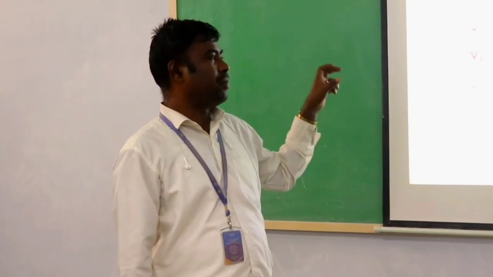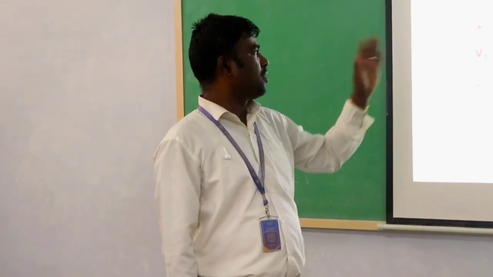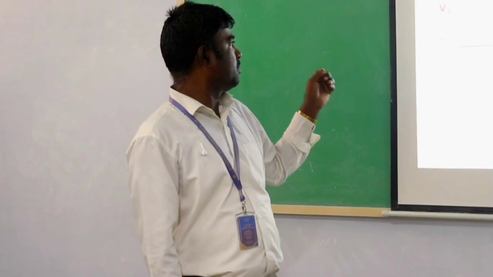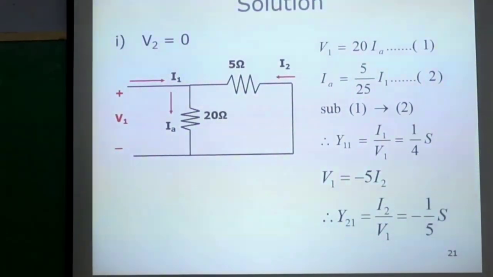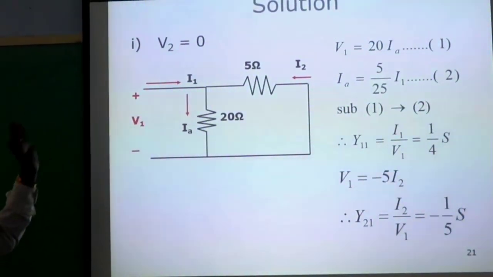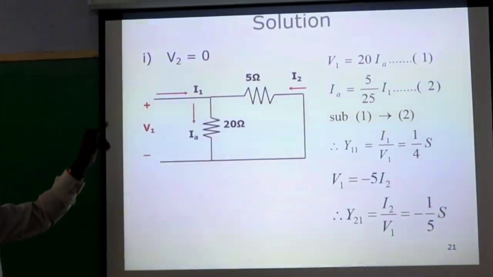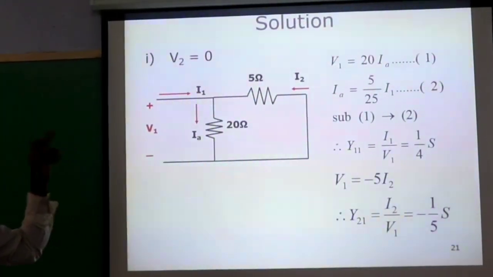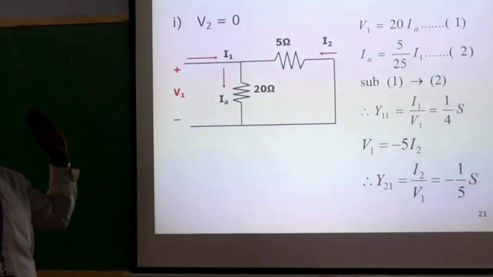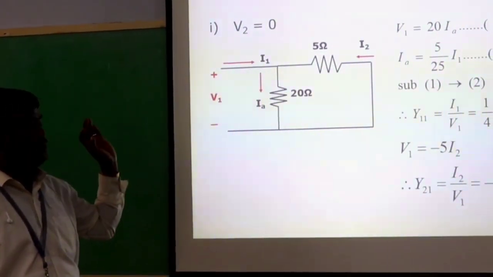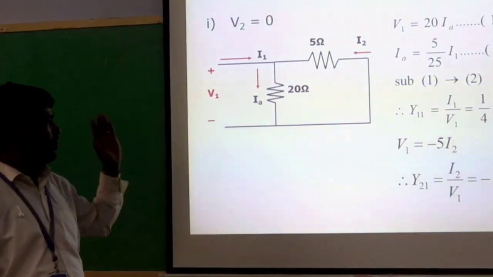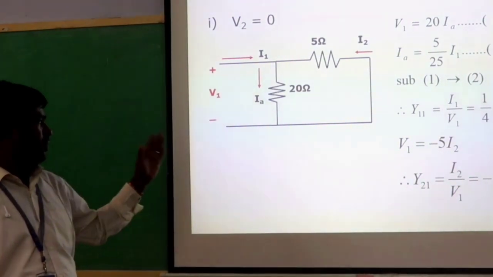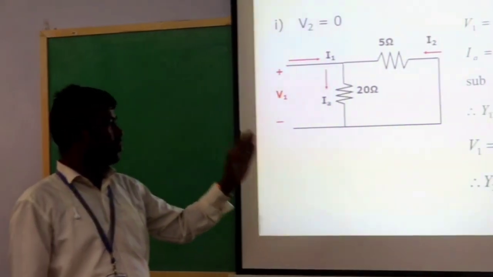So these are some example problems. Find the Y parameters of the given circuit. Next, similarly, the first one is I2. V2 is short circuited, so we get the condition V2 equal to 0. Substituting V2 equal to 0, we get the equation V1 equal to 20 into IA. IA equals 5 divided by 25 by using Kirchhoff's voltage law. After substituting the value, we will get Y11. Similarly, we will get Y21 equal to minus 1 by 5 S.